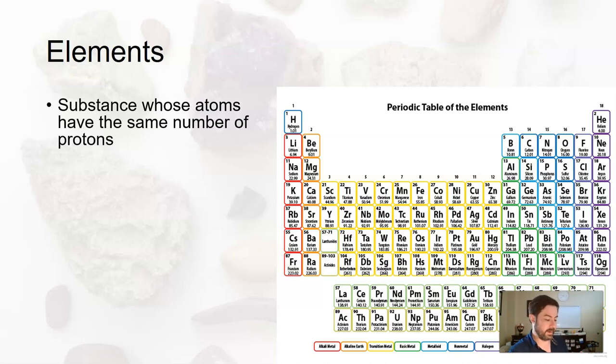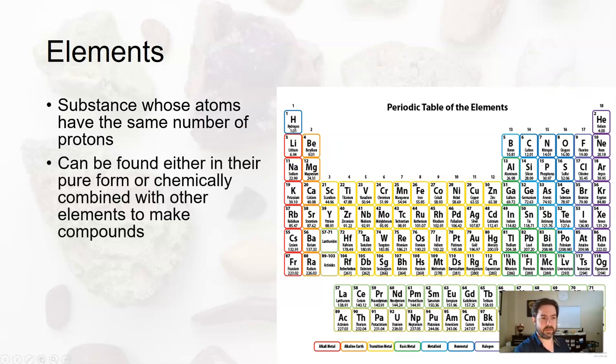Let's say I'm looking at an atom. I can't, they're too small, but let's say I have an atom and it only has 25 protons. Well, guess what? It's not iron. It's manganese. Anyway, an element is defined by how many protons it has. Hydrogen has 1 proton. Helium has 2 protons. Lithium 3. So on and so forth. That's how this got arranged.